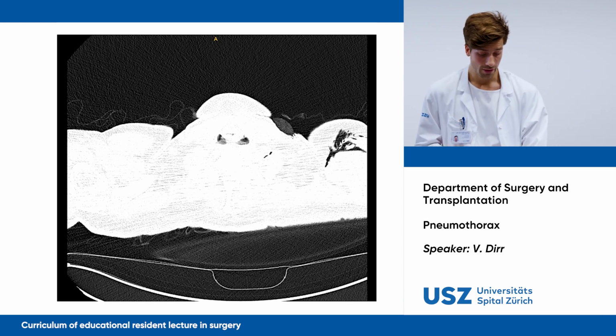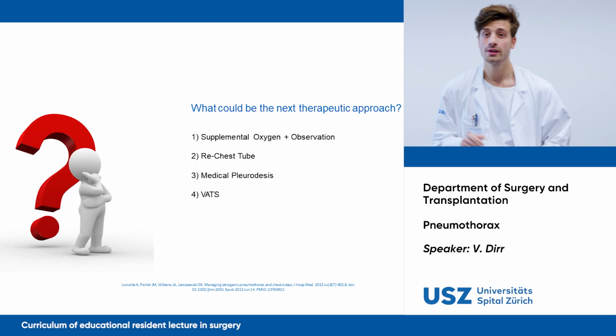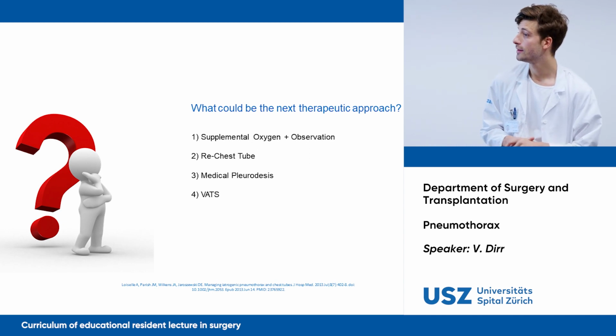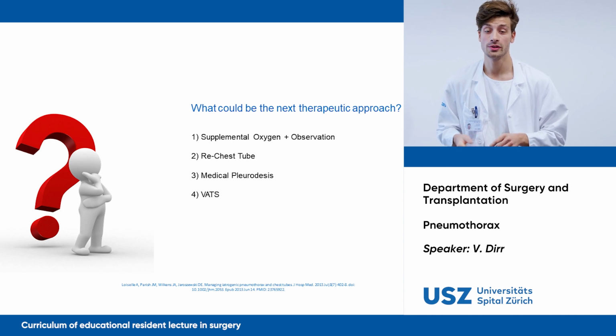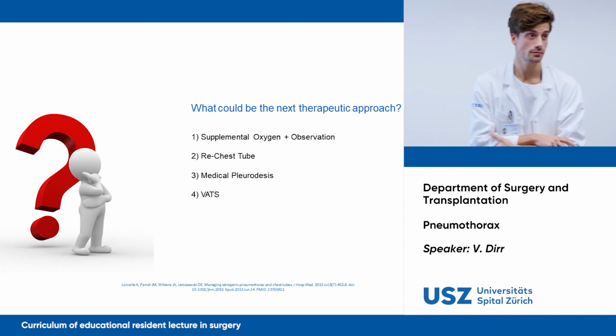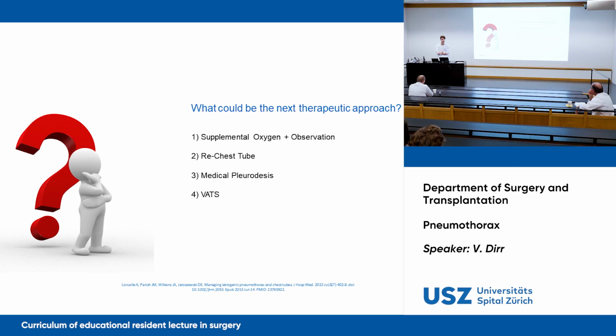And therefore, I have to ask the question, what could be the next therapeutic approach? And bear in mind that this is treated like a primary spontaneous pneumothorax. I think I would go for thoracoscopic exploration because it is suggested that there is a fistula. So I would go for surgery. Thank you very much. That's a good idea, and you can argue which one would be the correct choice.